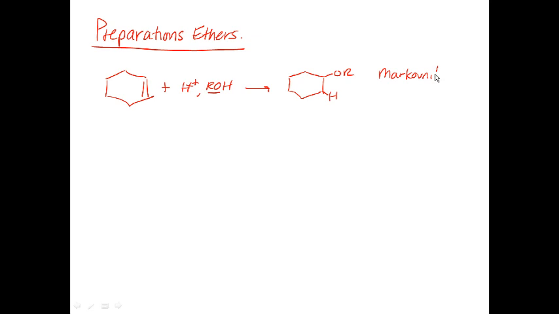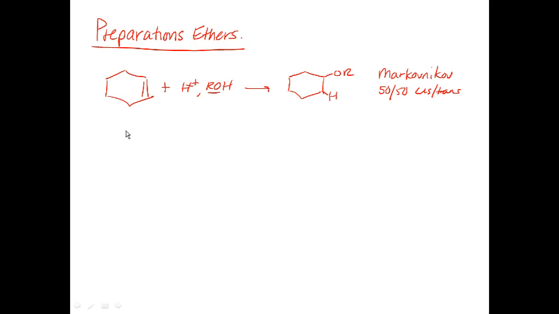So the reaction of this product would have the H going to the carbon with the most hydrogens and the OR to the most substituted carbon. There's no stereoselectivity here, and so you would get a 50-50 mixture of cis and trans. And this is just the ether equivalent, or the alcohol equivalent, of hydration. So if we had H plus H2O, we had an H and an OH. If we had H plus an alcohol, we form H and OR.